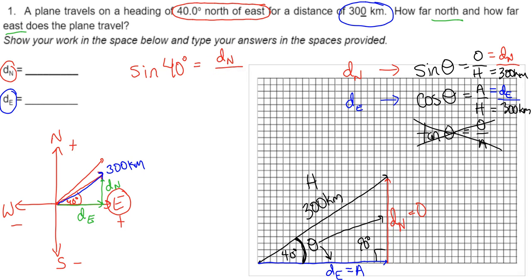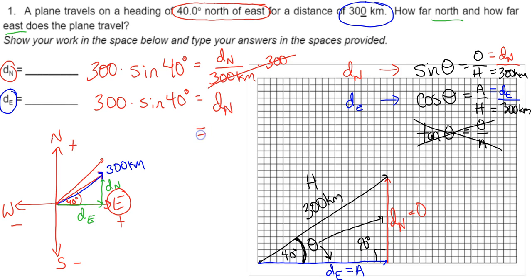So for my distance north, the sine of 40 degrees is equal to the opposite side, dn, which is what we're looking for, over the hypotenuse, which is 300 kilometers. Okay, so if I rearrange this equation and multiply both sides by 300, okay, my 300s cancel out, and I get 300 times the sine of 40 degrees is equal to my distance north. So now it's just a matter of plugging it into the calculator of 300 times the sine of 40 degrees.